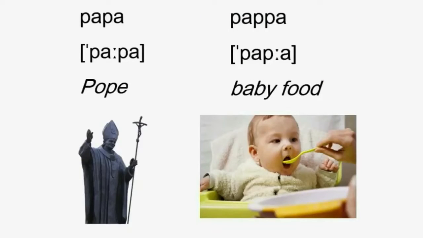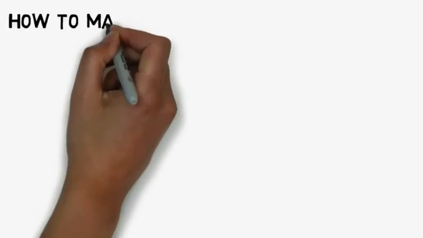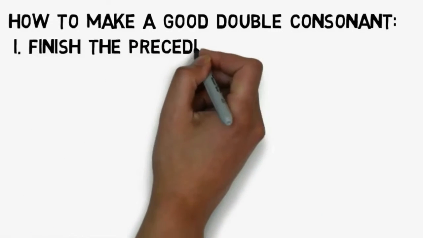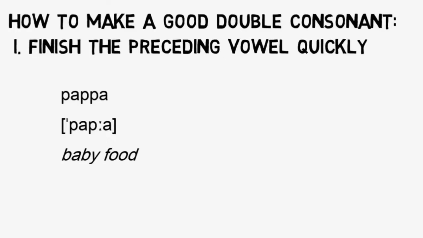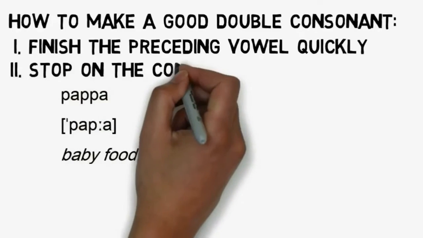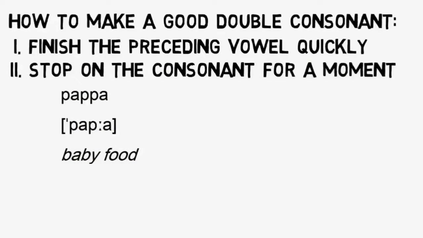And you'll see that indicated in the IPA with a colon-looking thing. That colon tells you to make the preceding sound longer. So in Papa, Pope, the A is long. And in Pappa, baby food, the P is long. To make a good double consonant, you should do two things. One, come off the vowel that comes before that consonant more quickly. It's not Papa, it's Pappa. And two, once you start that consonant, just sit there for a moment, and then finish it.